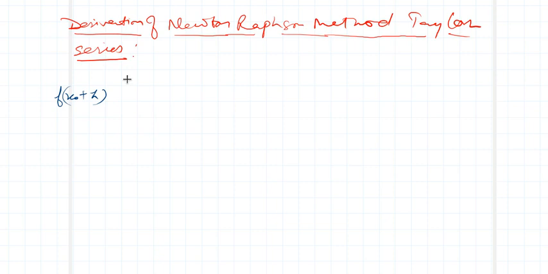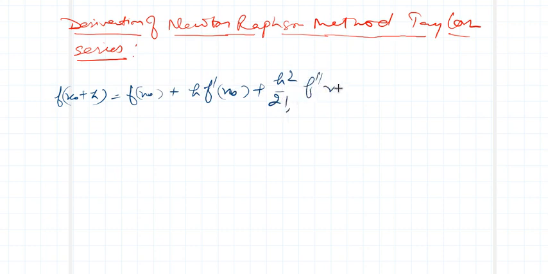So how do we write it down? We will write down f of x naught plus h f prime x naught plus h square over 2 factorial f double prime x naught and so on. This is Taylor series.